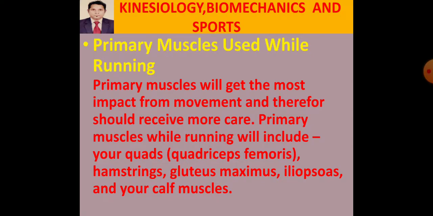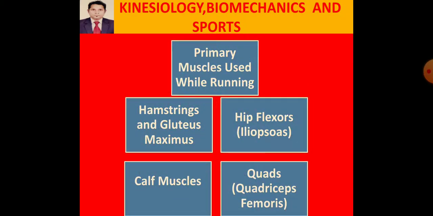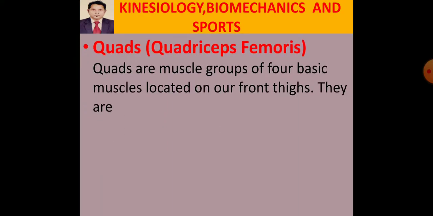Primary muscles used while running are the hamstring and gluteus maximus, hip flexor, iliopsoas, calf muscles, and quadriceps femoris muscles. What are these muscles? Like quads, quadriceps femoris. Quads are the muscle group of 4 basic muscles located on our front thighs.